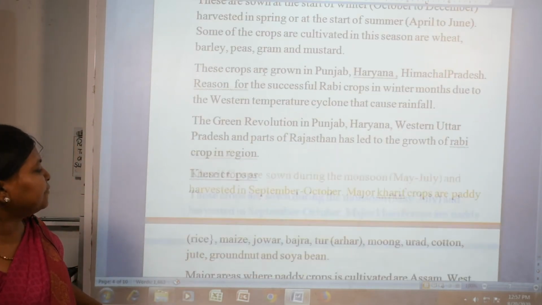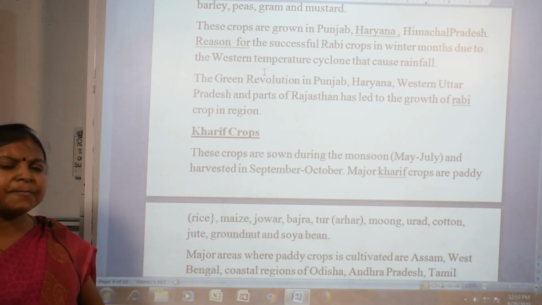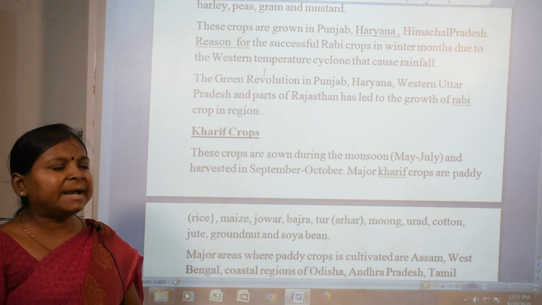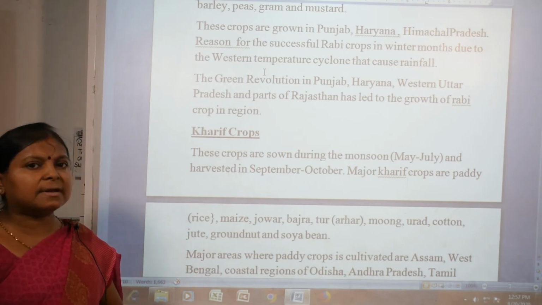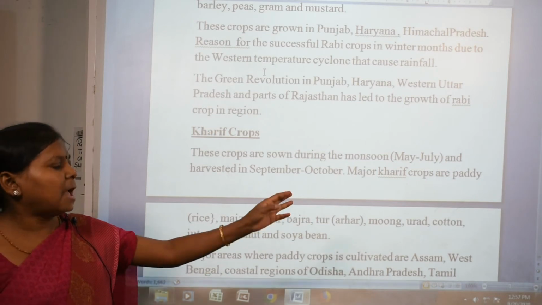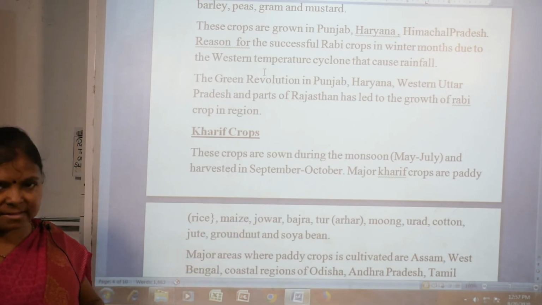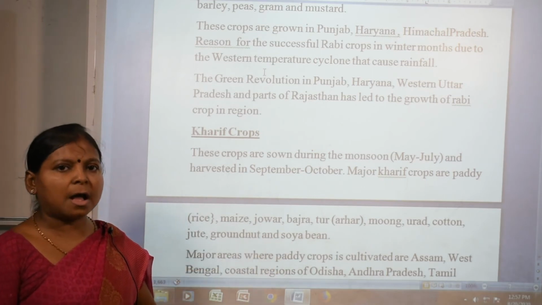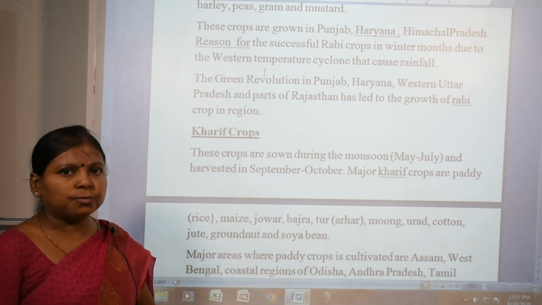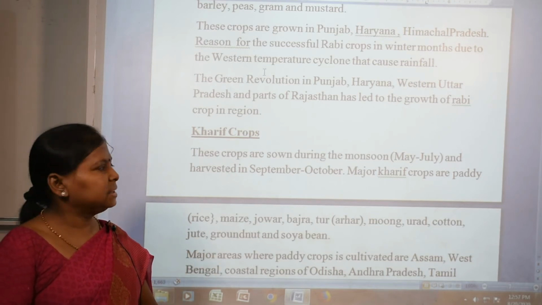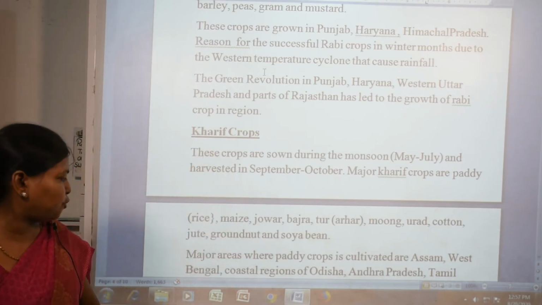Next is the Kharif crop. These crops are grown during the season of monsoon, May to June, and they are harvested in September and October. The major Kharif crops are paddy, rice, maize, jowar, bajra, tur, arhar, moong, urad, cotton, jute, groundnut and soybean. These crops are called Kharif crops.